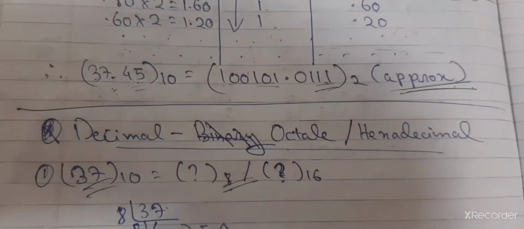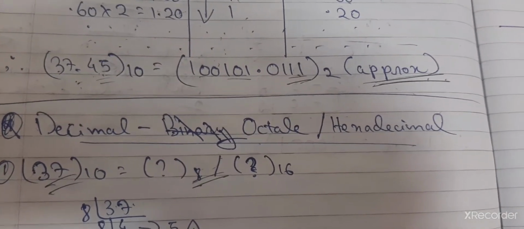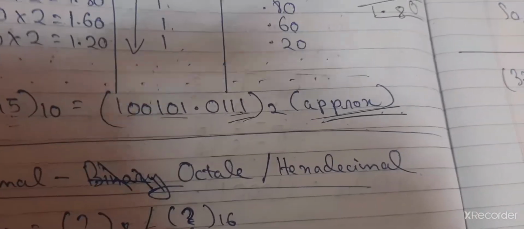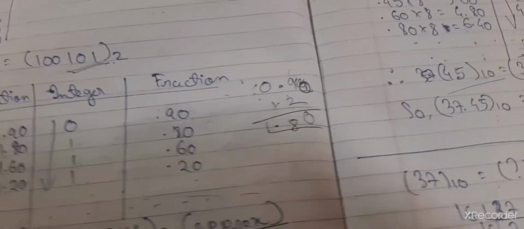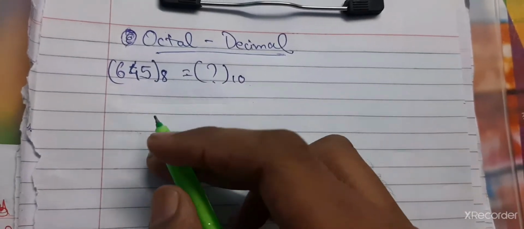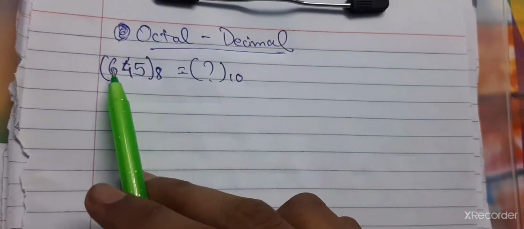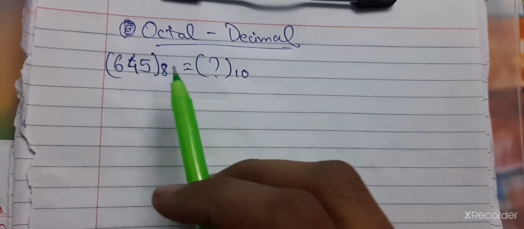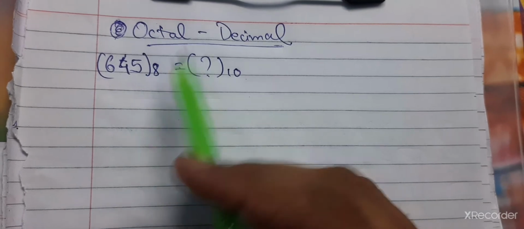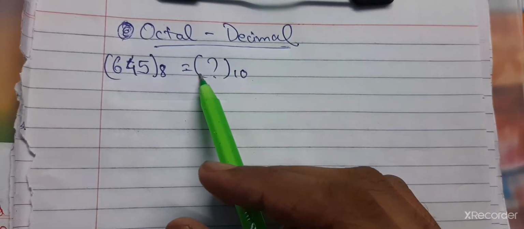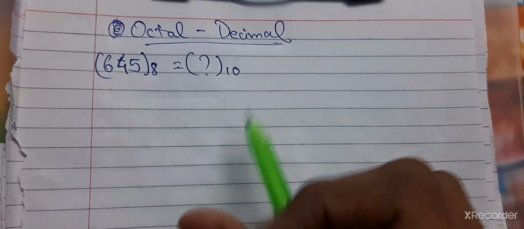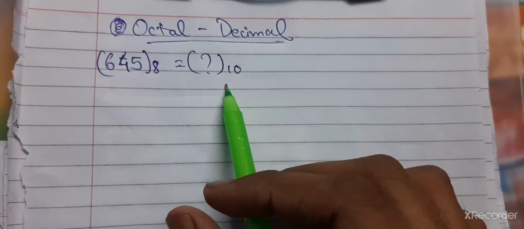Till now we learned from decimal to octal or hexadecimal. We converted decimal to octal, decimal to hexadecimal. Now let us convert octal to decimal. So we have a number here that is 645 to the base 8. Now we have to find out how much it will be when it is converted to a decimal number, which will have the base 10.